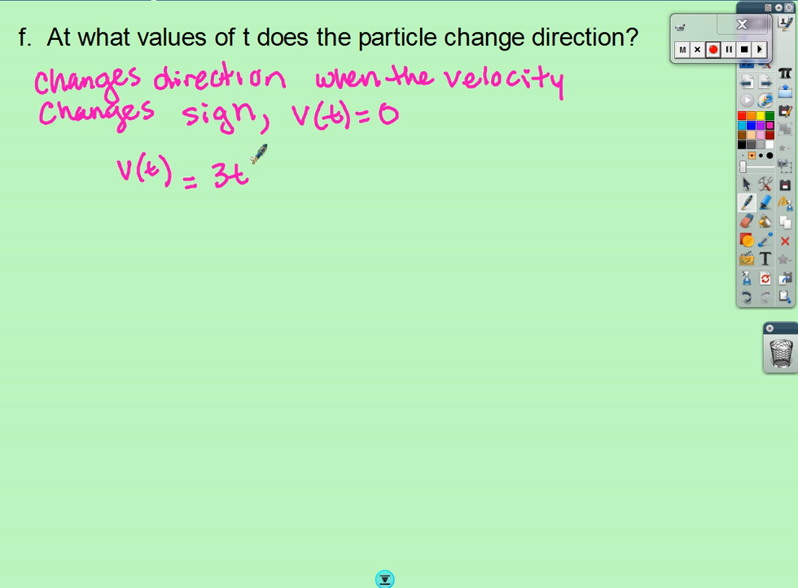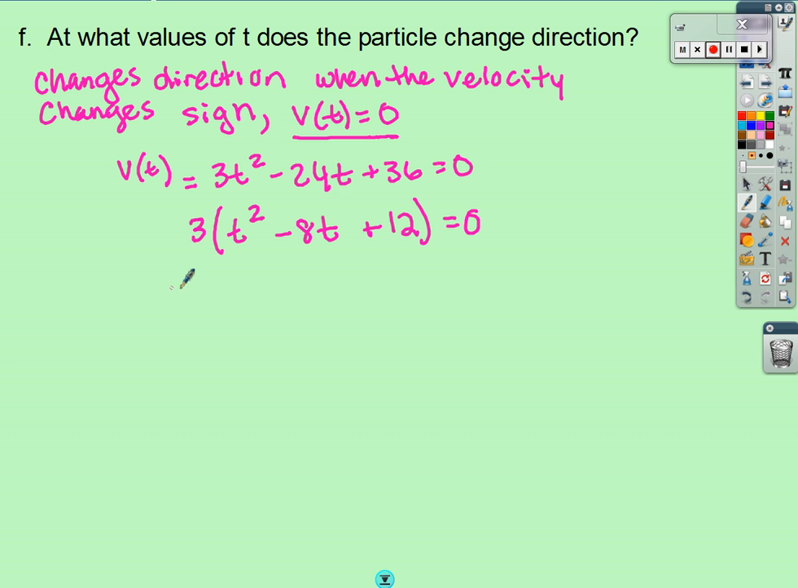The velocity function is 3t squared minus 24t plus 36, and that has to equal 0 because we want to find where the velocity equals 0. Before and after, it may change sign. So first I'm going to solve this function and find the values where it equals 0. These numbers are all divisible by 3, so I'm going to factor out the 3. So I get 3 times t squared minus 8t plus 12. That's a little bit more manageable to factor.